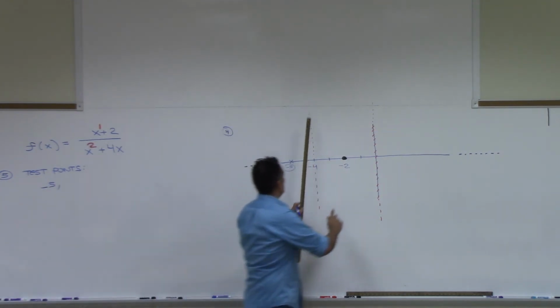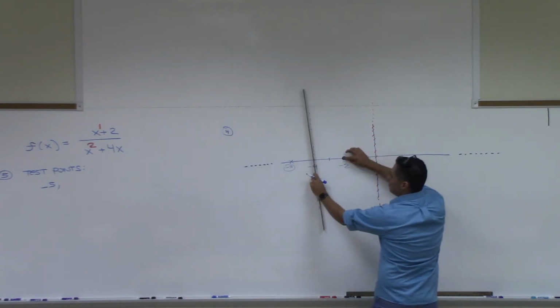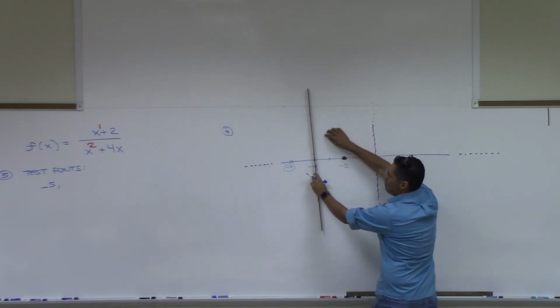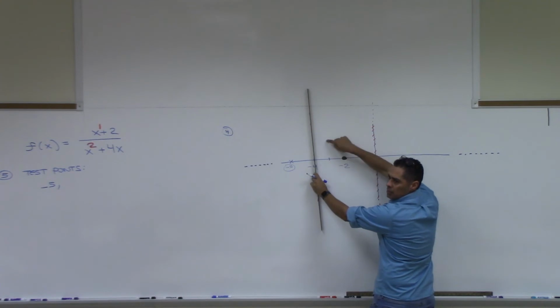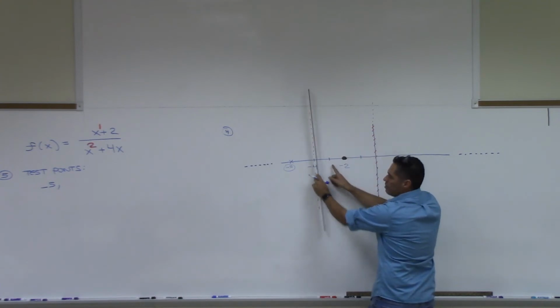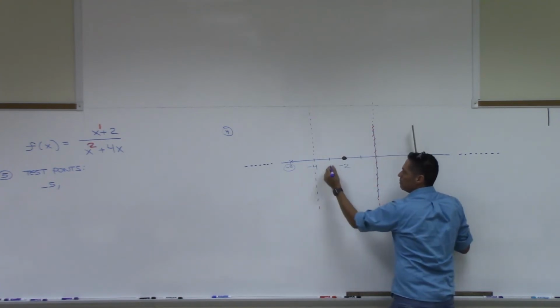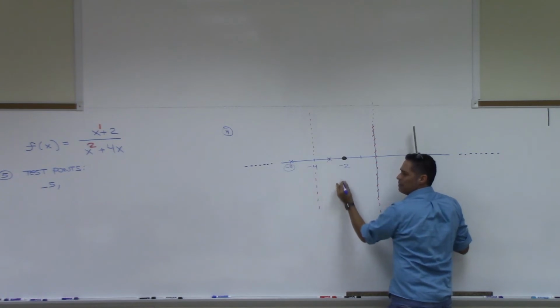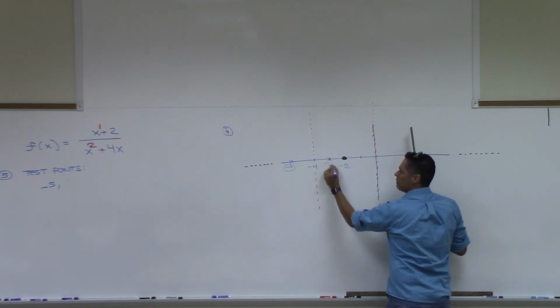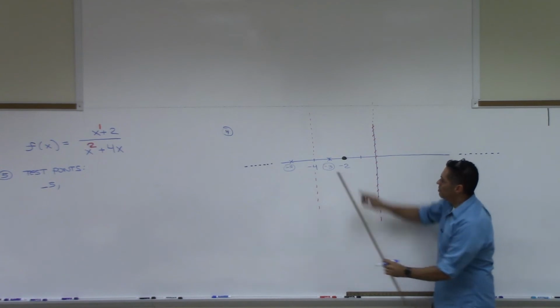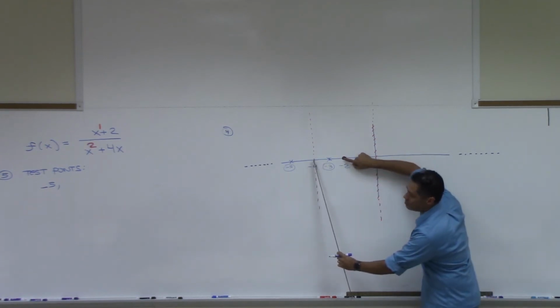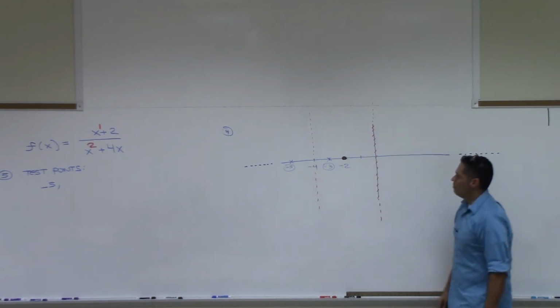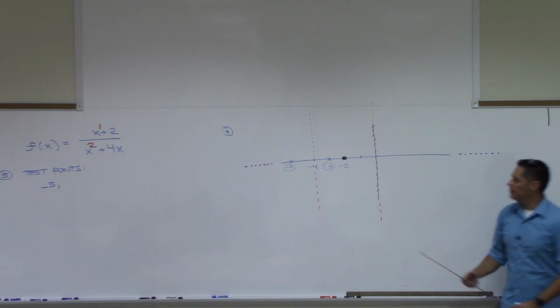And then here, look, between this vertical and this x-intercept, I don't know if my graph is above or below. So why don't I pick a test point right here? What's a good one right there? That point right there, right? -3? That should give me some information about what's happening between these two. What do you think my next test point is going to be?